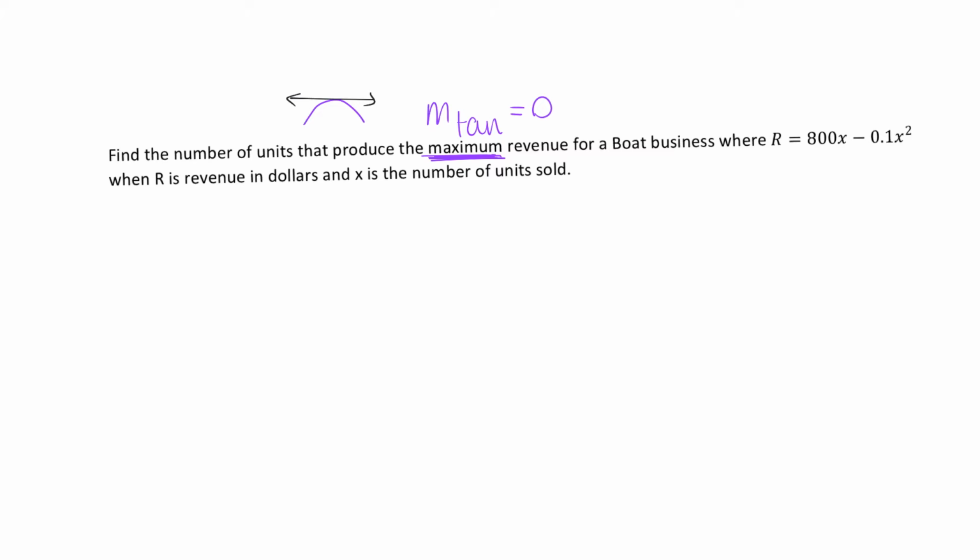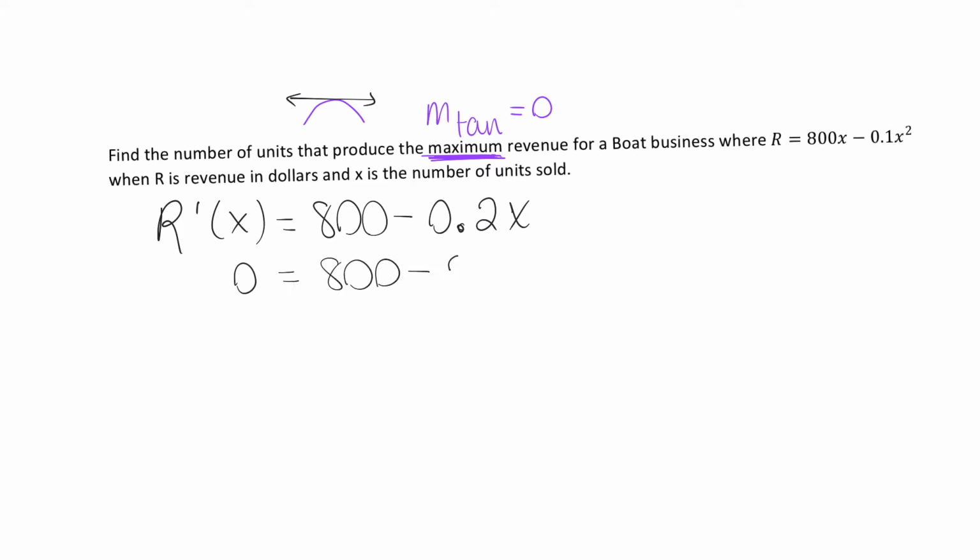So we're going to take r, and we're going to find r prime. So r prime of x is going to be 800 minus 0.1 times 2, so 0.2x. Now if we set that equal to 0, and again, we're setting that equal to 0 because we know that max and mins happen when the slope is 0. So we're going to solve for x.